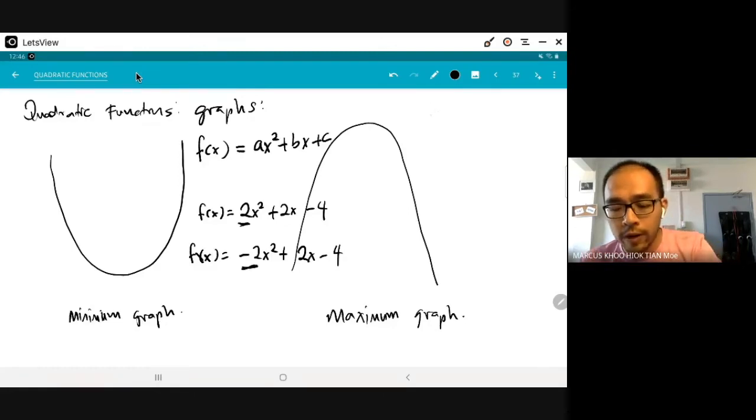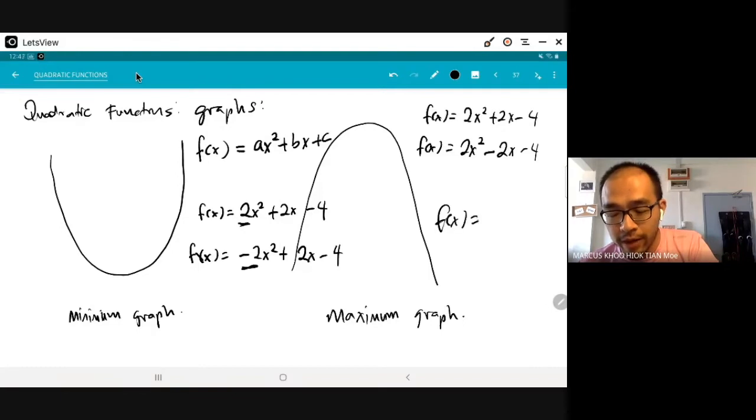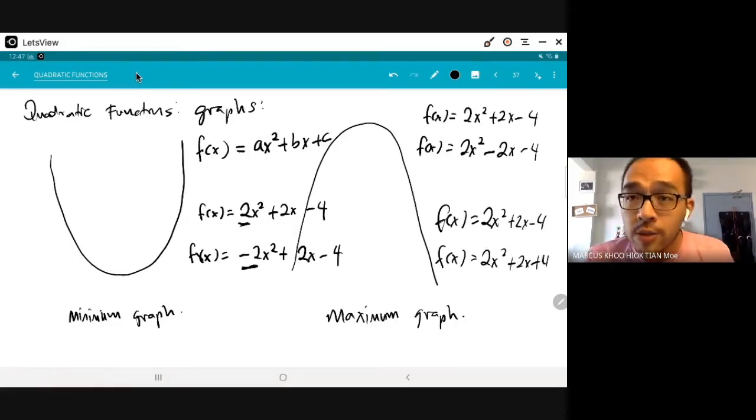Atau, if I give you fx equals to 2x squared plus 2x minus 4 and fx equals to 2x squared minus 2x minus 4. What is the difference between these two? Macam mana dia punya graph berbeza? Okay. Atau, sorry, another one. Atau saya bagi kamu fx equals to 2x squared plus 2x minus 4 dengan fx equals to 2x squared plus 2x plus 4. What is the difference between these two graphs? Dia hampir nampak macam sama kan, tapi dia punya tanda itu berlainan.